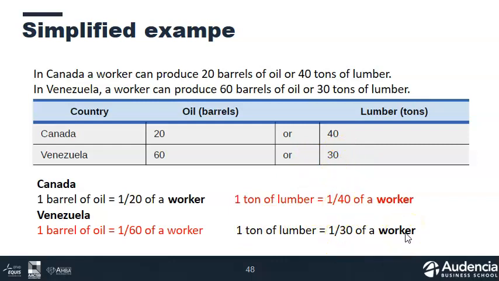And so we see that there's an absolute advantage. Canada is producing 1 ton of lumber at a cost less expensive than Venezuela. They're using 1/40th of a worker's time versus 1/30th, so it's smaller. In Venezuela, the cost of producing 1 barrel of oil is cheaper than in Canada. They have an absolute advantage in the production of oil.